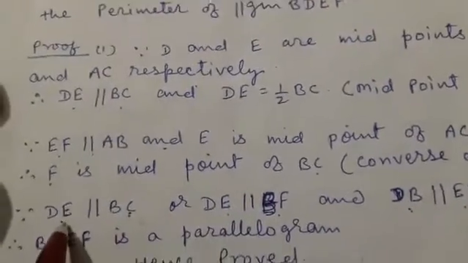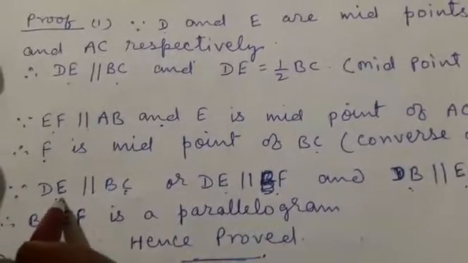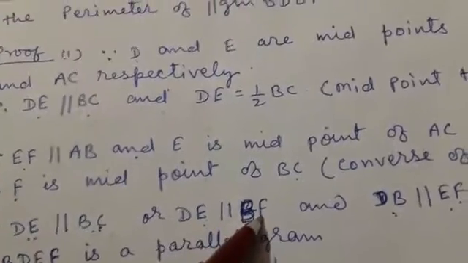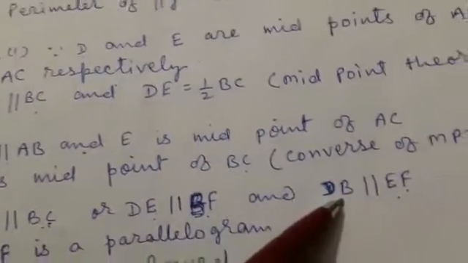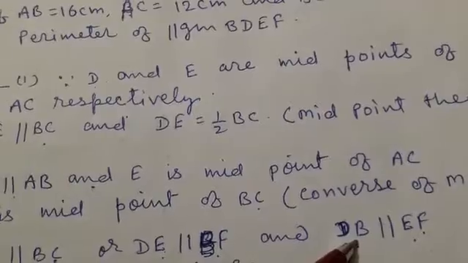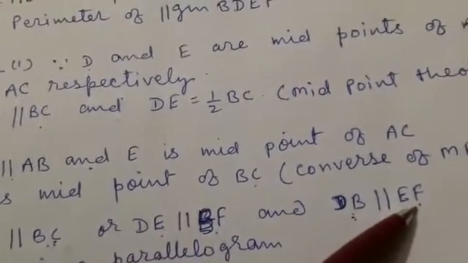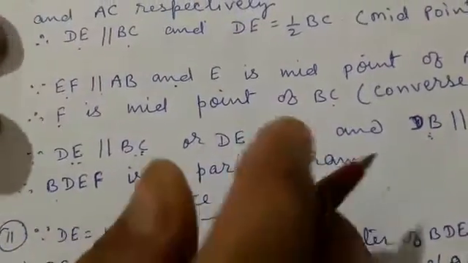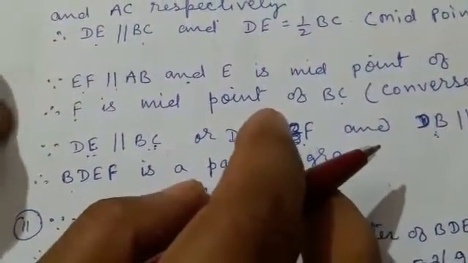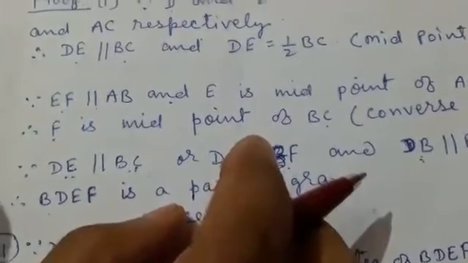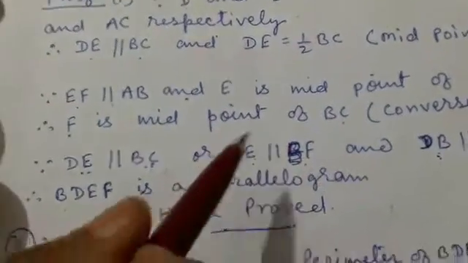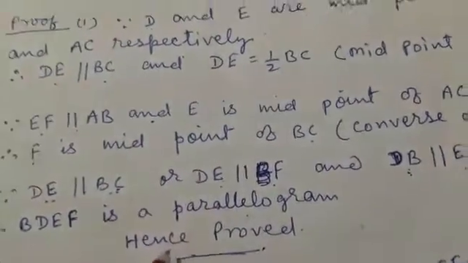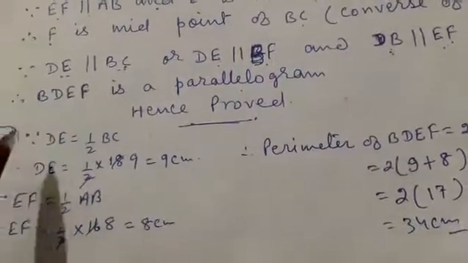So we can say that DE is parallel to BC, which we have already proved, or DE is parallel to BF, and DB is parallel to EF. So we can say that BDEF is a parallelogram. Why? Because there is one condition that if in a quadrilateral the opposite sides are parallel and equal, then it is called a parallelogram. Now we will see the second part.